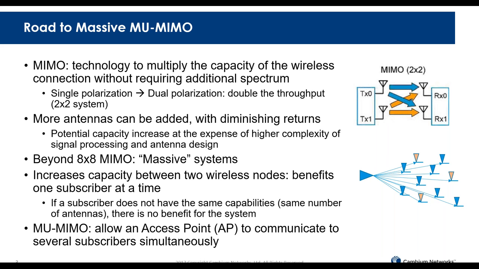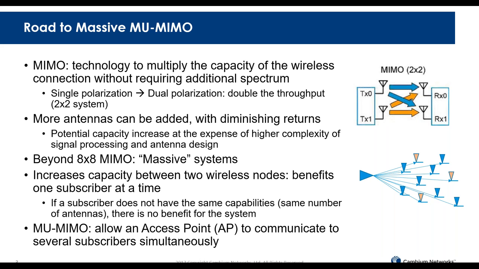If we have a system that goes beyond 8x8, then we talk about massive. This is what the term massive means. It means that we have more than 8 transmitters and 8 receivers. The MIMO technology increases the capacity between two wireless nodes. So the benefits are seen one subscriber at a time.